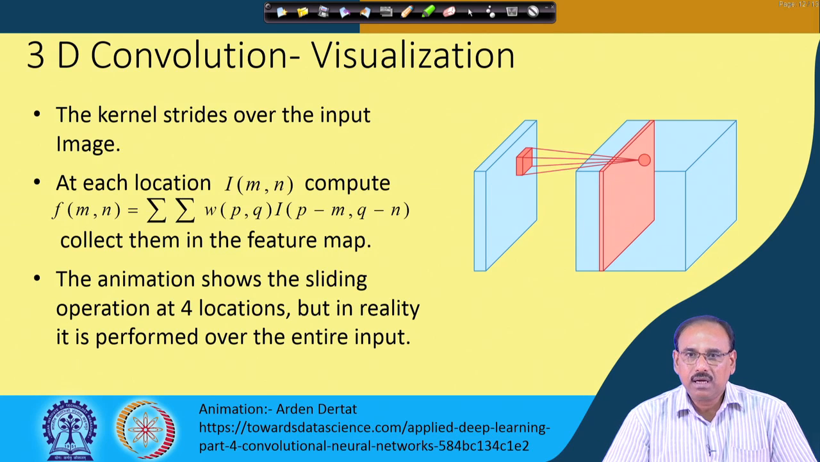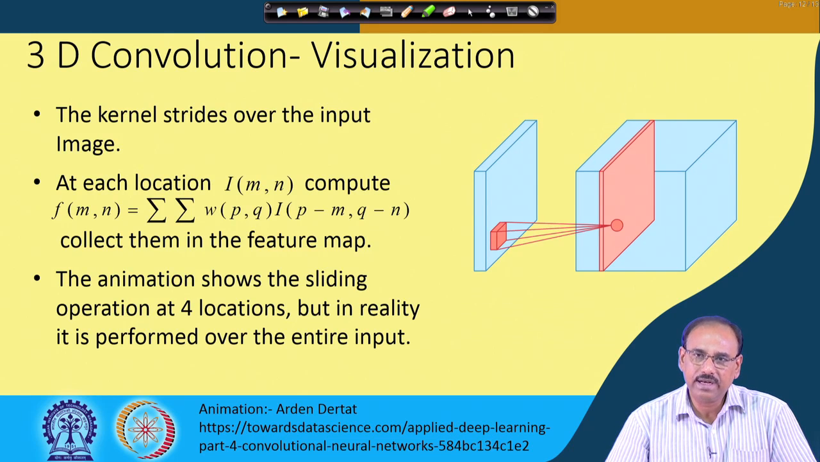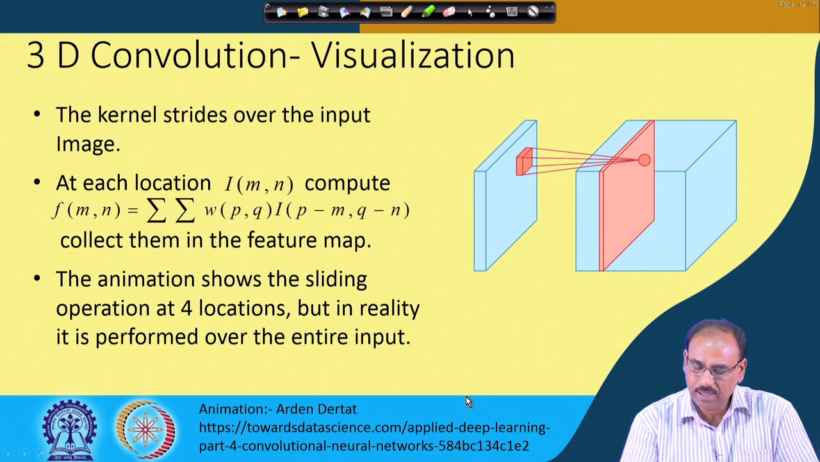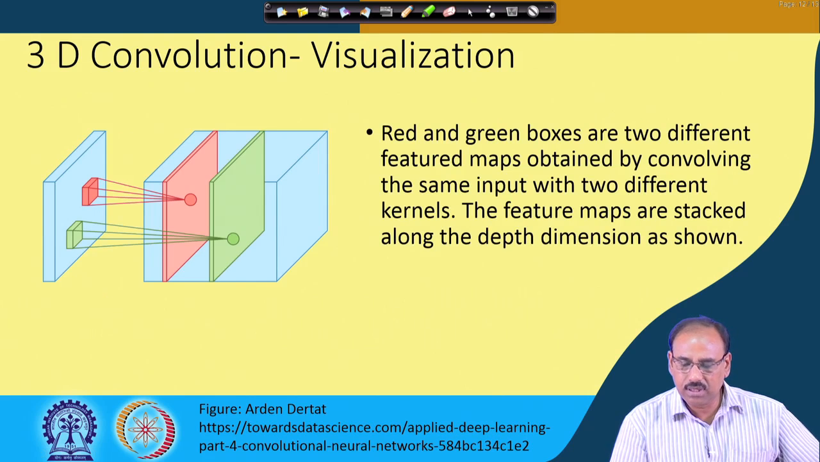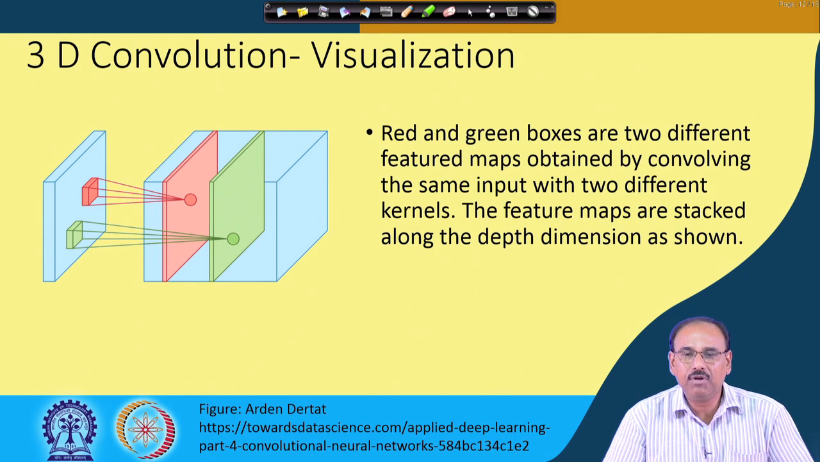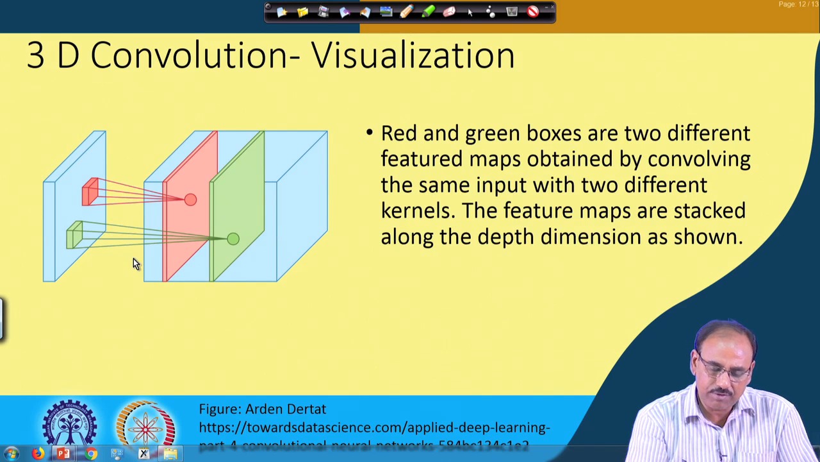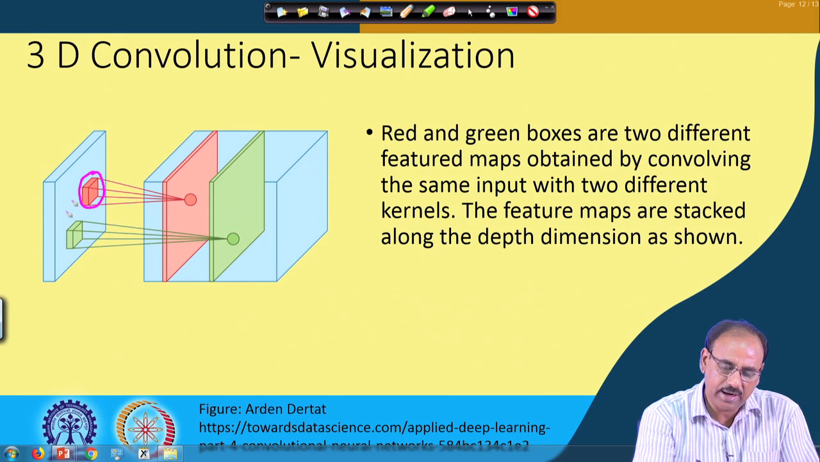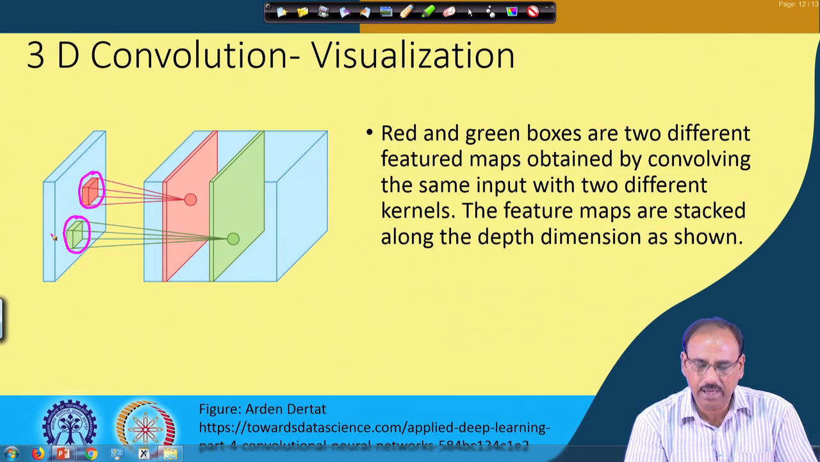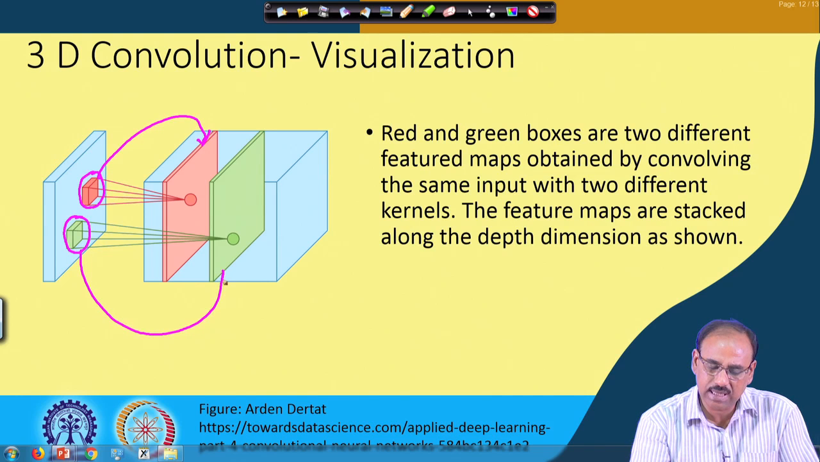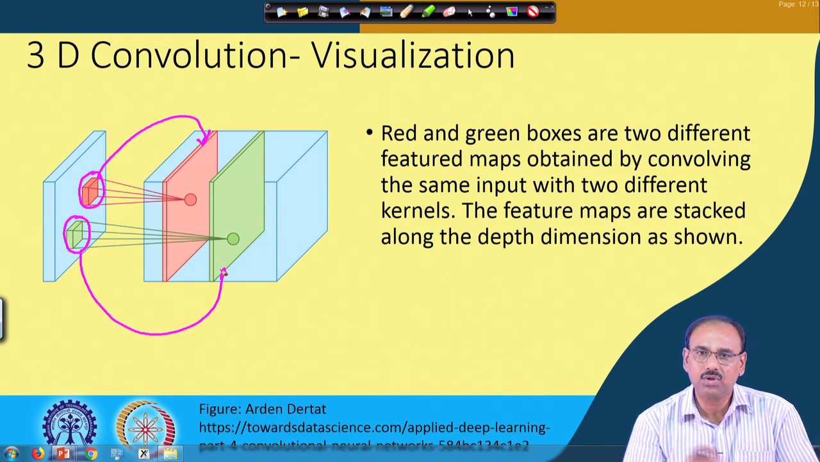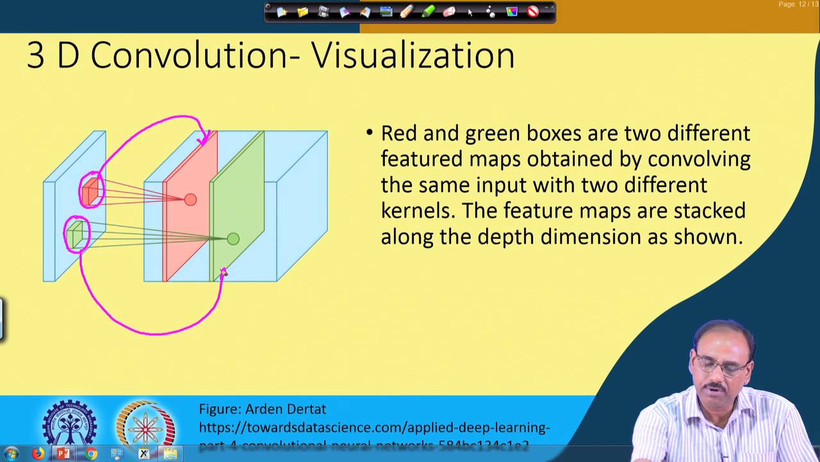In this animation, it shows only 4 locations, but actually the sliding is done over the entire image. In the next operation, once I have this convolution output, as we have said, if you have multiple kernels, you have multiple feature maps. Here I have 2 different kernels, one shown in red and the other in green. The red kernel gives you one feature map shown over here, and the green kernel gives you another feature map. All these feature maps are stacked together to give you the final output.